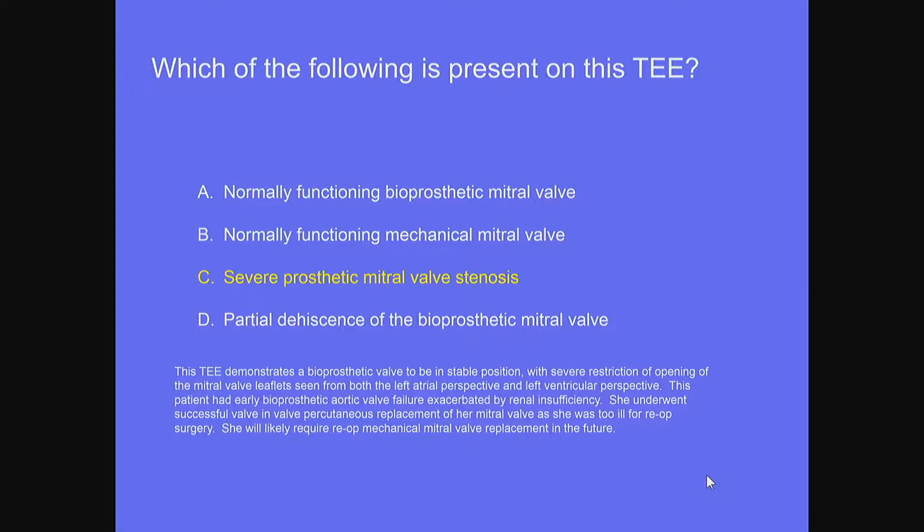This TEE demonstrates a bioprosthetic valve to be in stable position with severe restriction of opening of the mitral valve leaflets seen from both the left atrial perspective and left ventricular perspective. This patient had early bioprosthetic aortic valve failure exacerbated by renal insufficiency. She underwent successful valve-in-valve percutaneous replacement of her mitral valve as she was too ill for re-op surgery. She will likely require re-op mechanical mitral valve replacement in the near future.